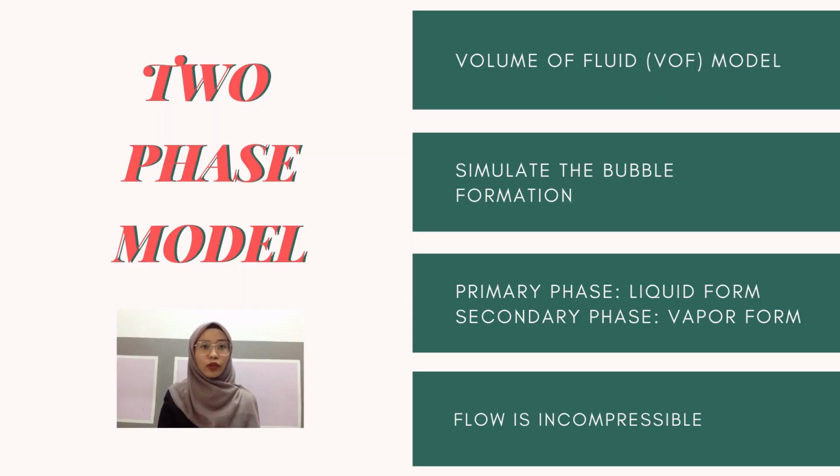The first model that will be used in the CFD software is the volume of fluid model. The volume of fluid model is used to simulate the bubble formation during evaporation in the vapor line of the loop heat pipe. It solves a single set of momentum equations for all the phases and tracks their volume fraction all over the domain of study by solving a continuity equation for the secondary phase. Nanofluid in liquid form is chosen as the primary phase, and the vapor is selected as the secondary phase. The fluid in the vapor line is assumed to be incompressible flow because the Mach number of the flow is less than 0.3.